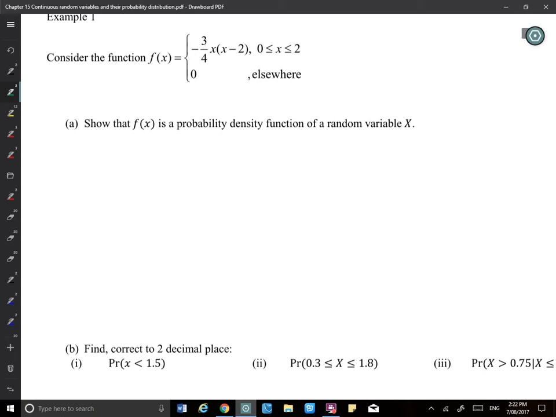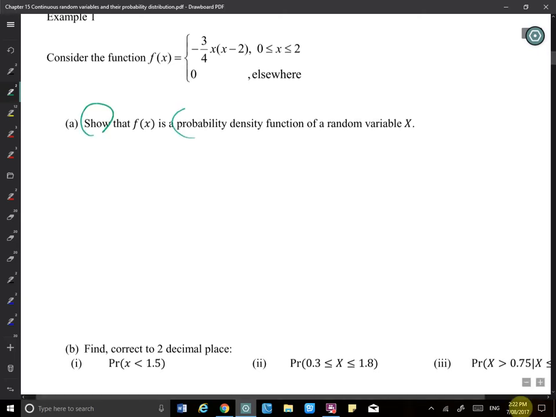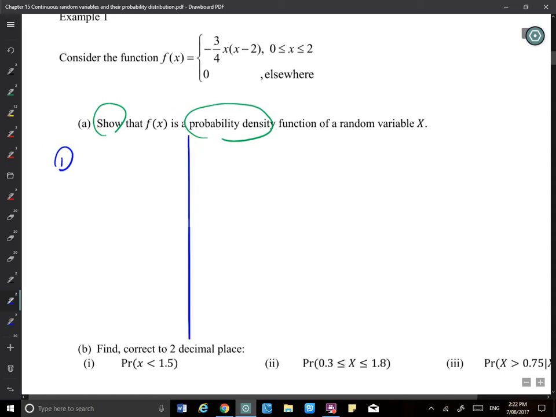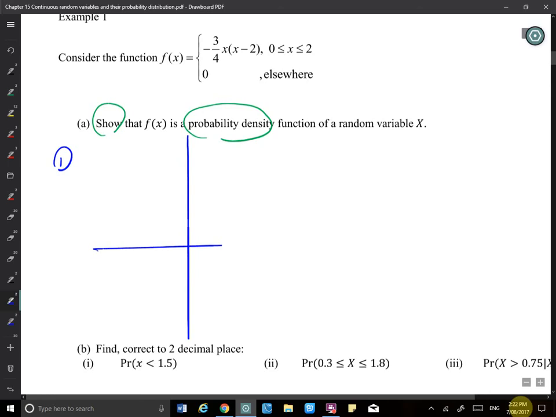Okay, question 1. A. Show that f(x) is a probability density function of a random variable X. Okay, I need to show this is a probability density function. How can I show that? First, I will sketch it. Number 1, I need to sketch this graph.